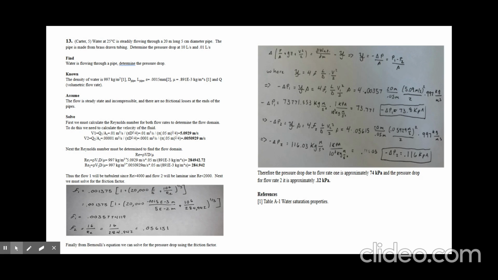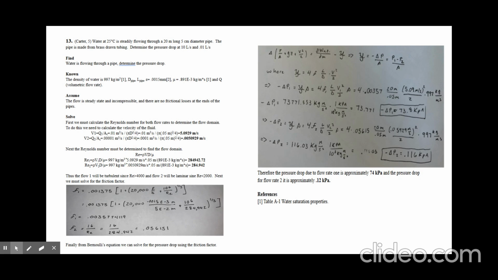In this problem, we need to assume that the flow is steady state and incompressible, and that there's no frictional losses at either end of the pipes due to entrance and exit effects. Next, in order to start solving the problem, we need to find the velocity due to each volumetric flow rate, and that's going to be from the continuity equation. Once we have the velocity, we're going to move to finding the Reynolds number, and the Reynolds number will tell us if it's laminar or turbulent.